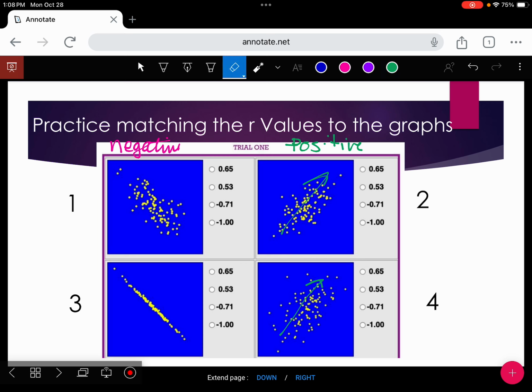So, we're going to use the numbers that were given here. Which one do you want to look at first? 1, 2, 3, or 4? 2.